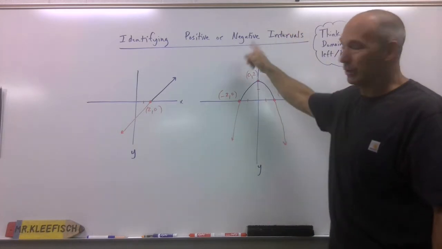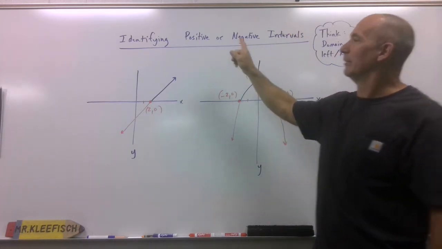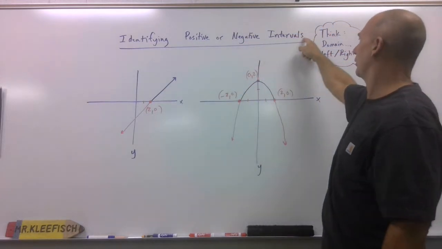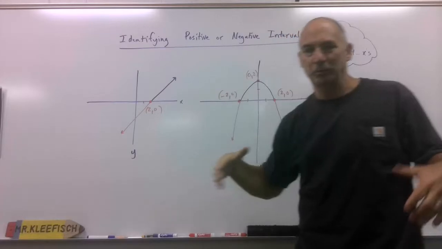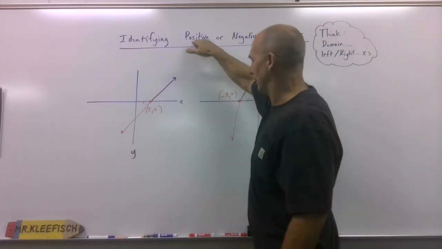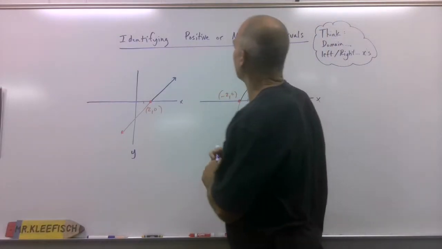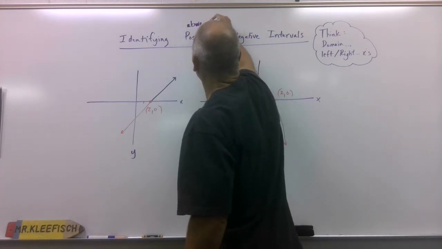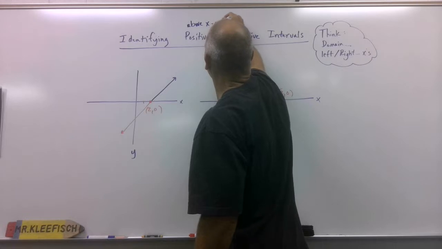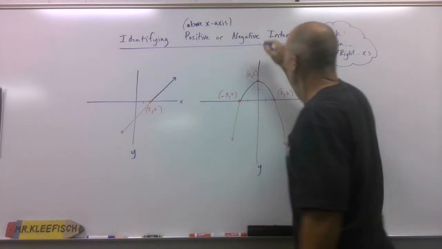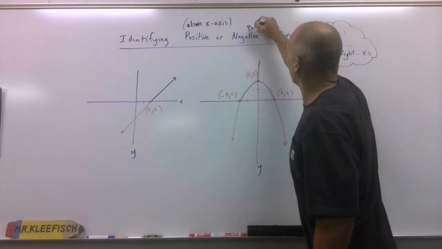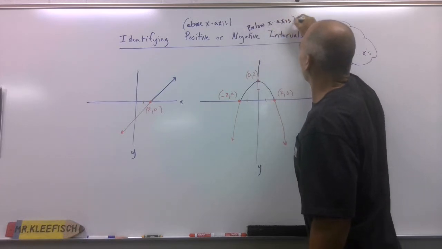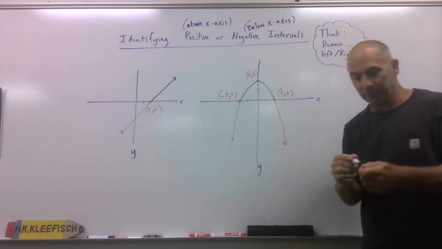The initial concept I want to communicate to you right now is identifying positive or negative intervals. In other words, I want to think of it really simply. Positives are any part of the graph above the x-axis. Negative intervals are anything below the x-axis. And as you can see, I've got two little samples here.